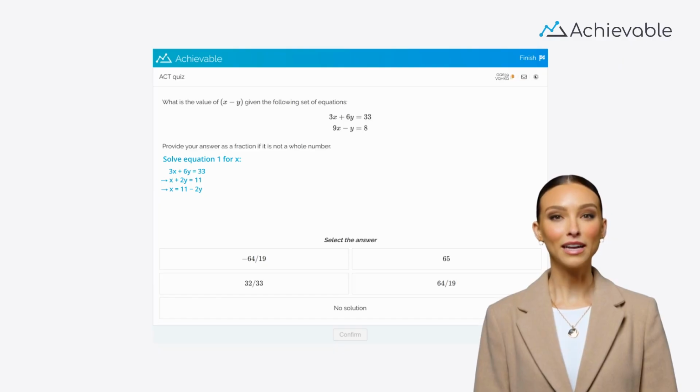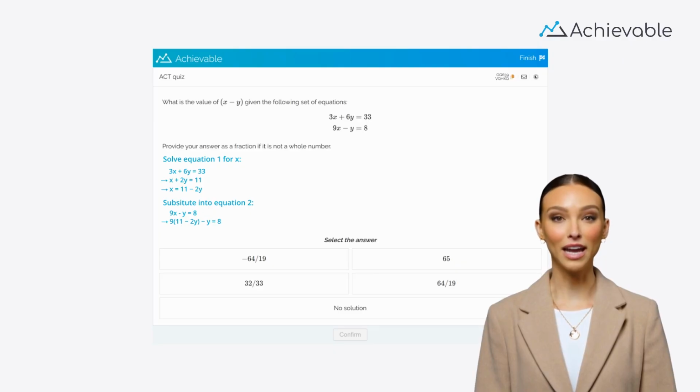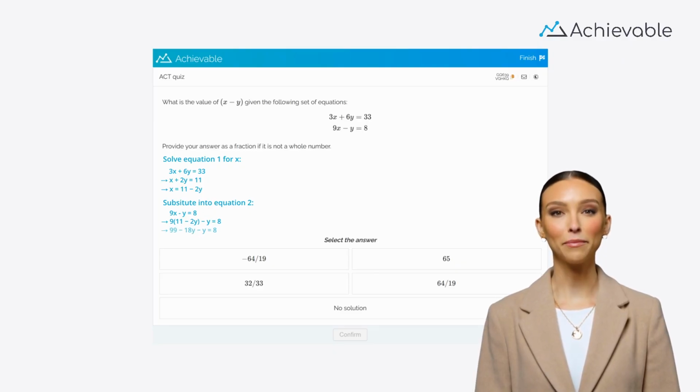Now that we know what x equals, we substitute 11 minus 2y into equation 2 in place of x. Equation 2 becomes 9 times (11 minus 2y) minus y equals 8. Distribute the 9. 99 minus 18y minus y equals 8. Now combine like terms. 99 minus 19y equals 8.